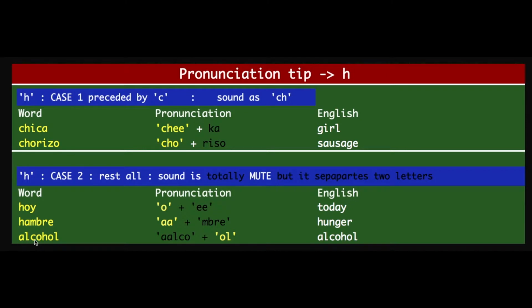However, in this case, alcohol. So even though H is silent, you can't say alcohol. No. H is silent, but it gives you a pause. So you have to pronounce these two O's separately. Alcohol. Alcohol means alcohol.